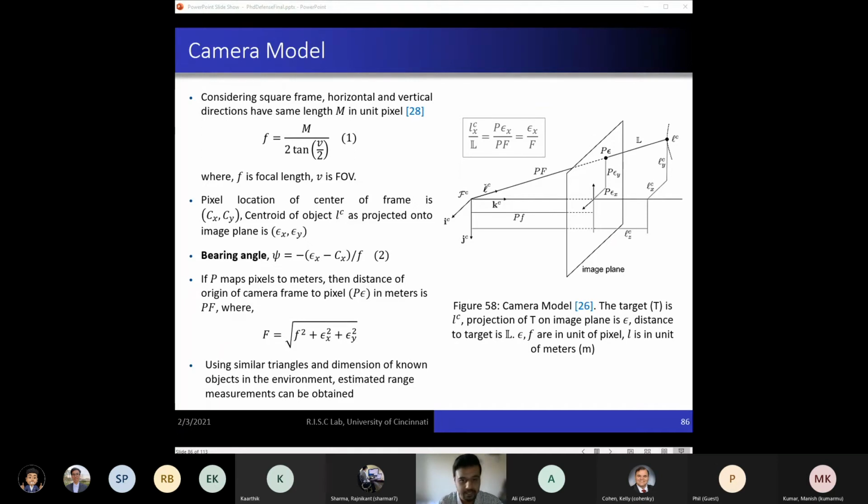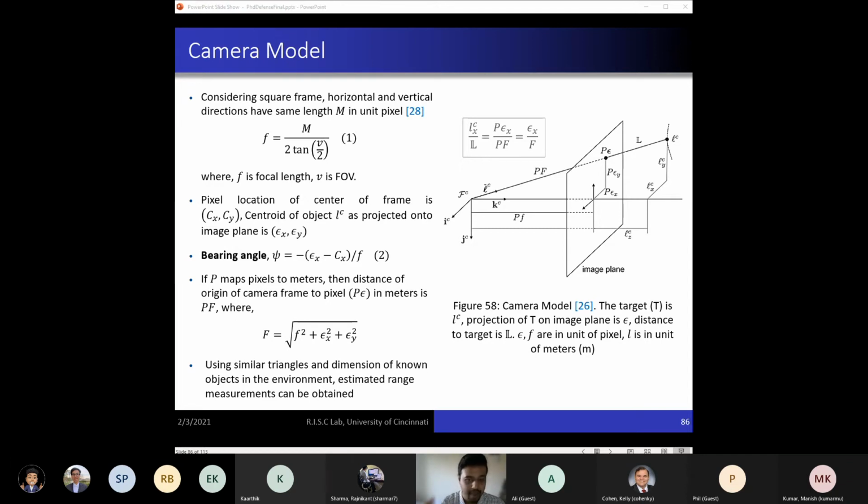For simplicity of explanation, let us consider we have a square image frame. That is, the azimuth and the elevation angle or the focal length are the same. So F equals M divided by 2 tan(V/2), where V is the field of view and M is the width or height of the frame in unit pixels, since we are assuming a square frame. We can determine the centroid of the image frame. Using various techniques, we can also obtain the centroid of an object. And using these values, we can calculate the bearing angle as shown in equation 2.